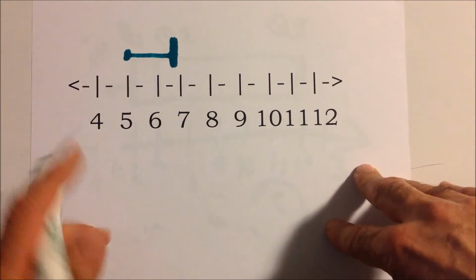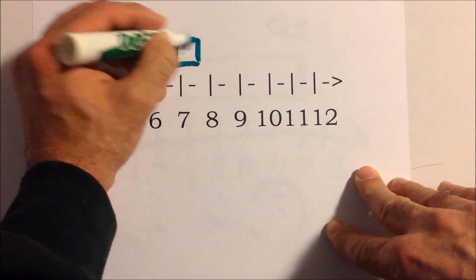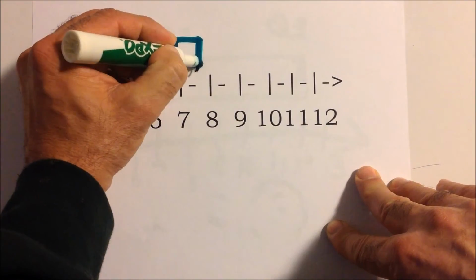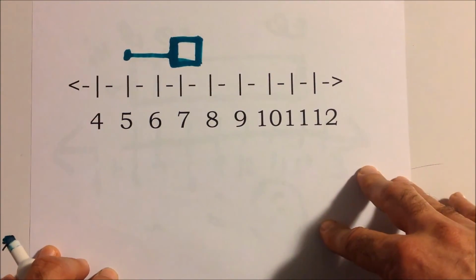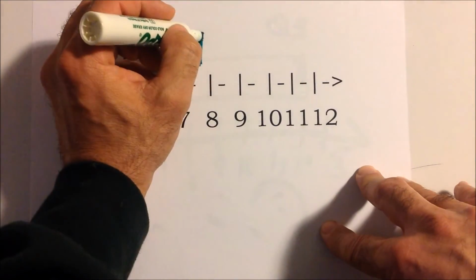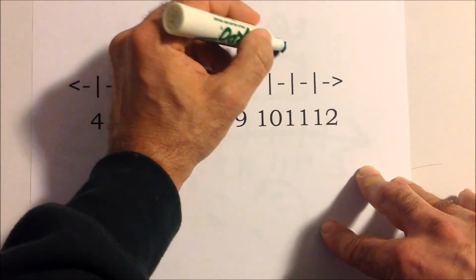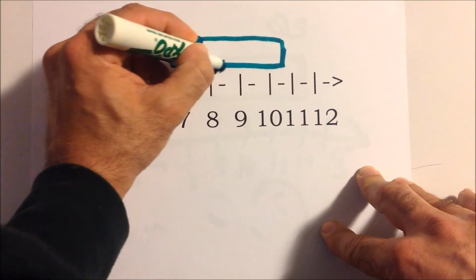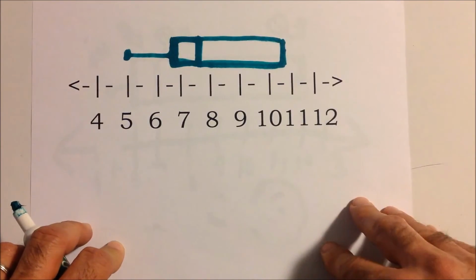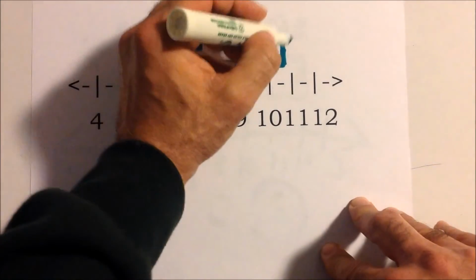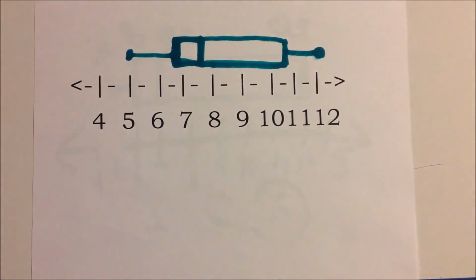Q2 is the median, 7.5, so I'll go to 7.5 there, and that's the first part of the box. I have to continue the box now to Q3, which is the upper quartile. The upper quartile is 10.5, so just go to 10.5. Now we have our box, and we just need to finish it with a whisker. The maximum was 12. So there's our box and whisker.